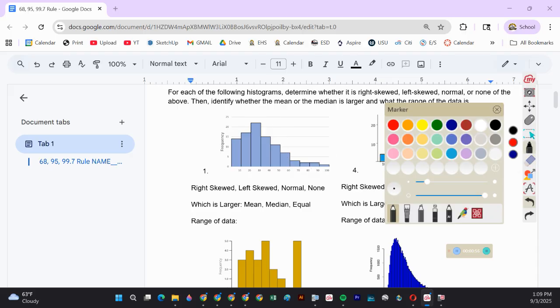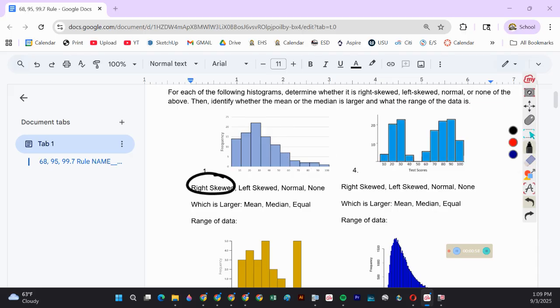So in this case, we have right skewed, and the average is larger, and then the range is just going to be 100 minus 0, which is 100. Okay.